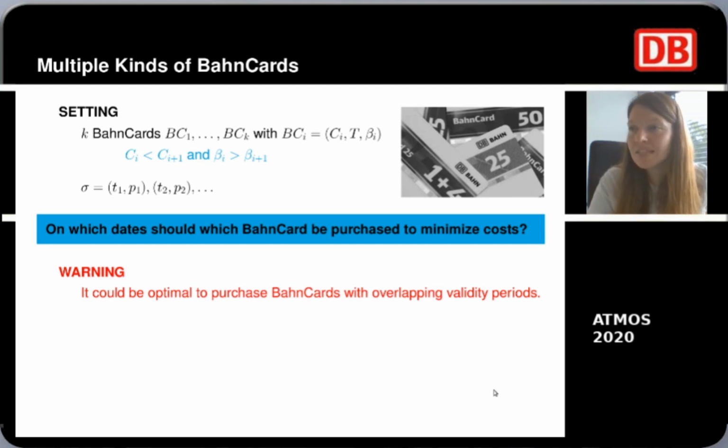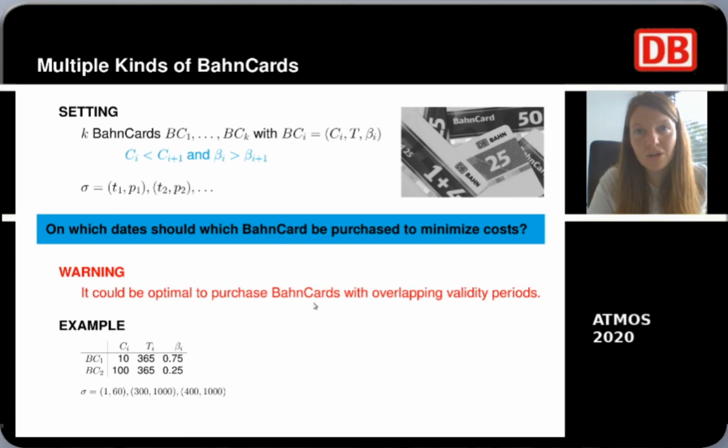So now here's a small example which demonstrates that it really might be optimal, and in fact the only optimal solution, to have BahnCards with overlapping validity periods. We have these two kinds of BahnCards here, basically a BahnCard 25 and a BahnCard 75. And we have these three journeys, and what you can see here is that the journey dates are spread out in a way that not a single BahnCard purchase can lead to a reduction for all three of them at once.